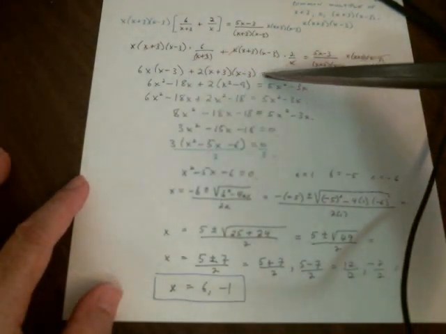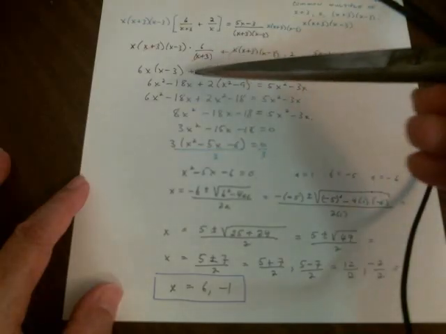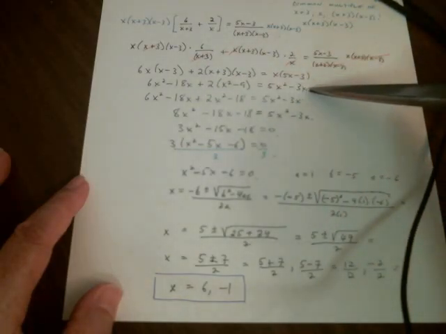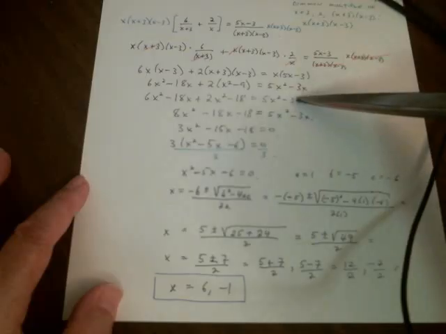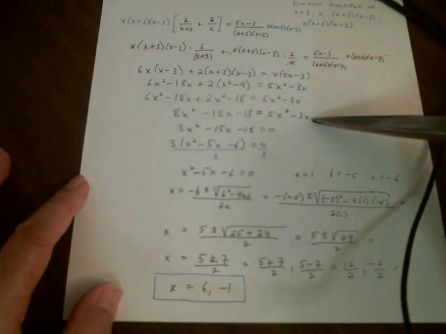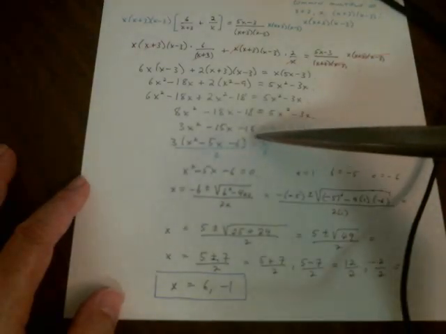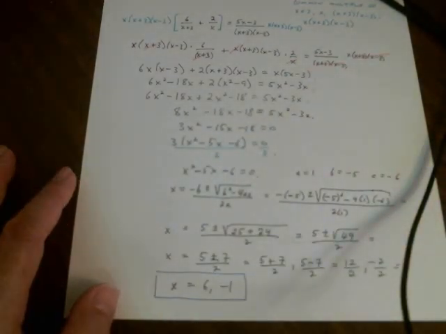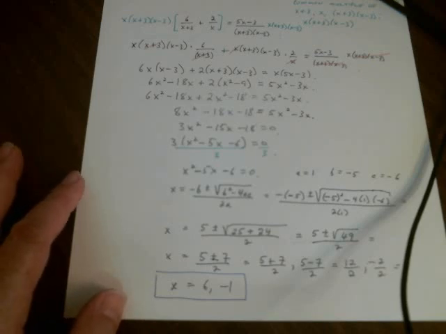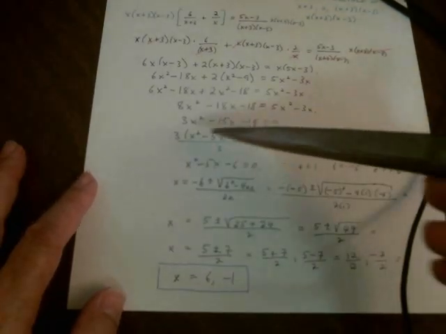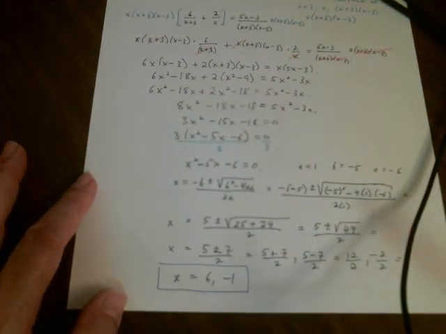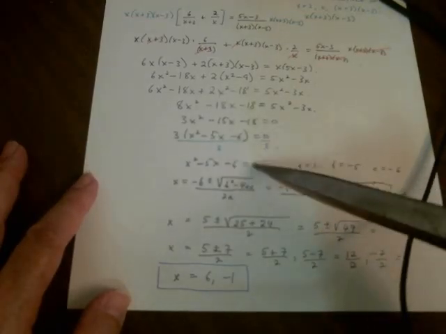And then we have a lot of distribution that goes on here. Just keep at it. Add like terms. At some point, you may start to recognize that you have a quadratic going on. That's okay. Notice when we got down to this line here, 3x squared minus 15x minus 18 equals 0. There's a common factor. Always be on the lookout for greatest common factor, which is 3. So I factored out the 3 and then divided both sides by 3. Observe that 0 divided by 3 is just 0.